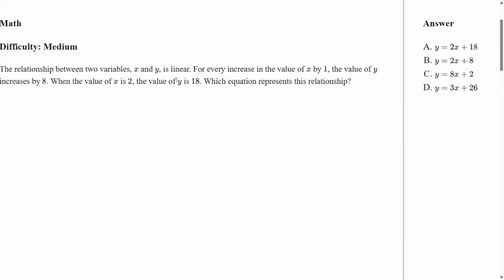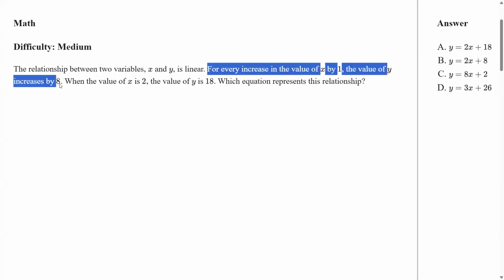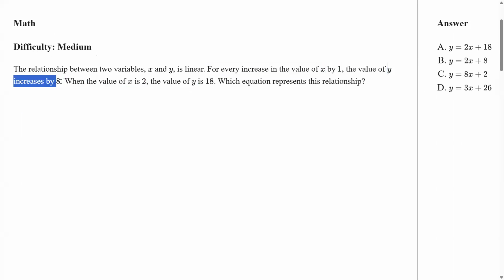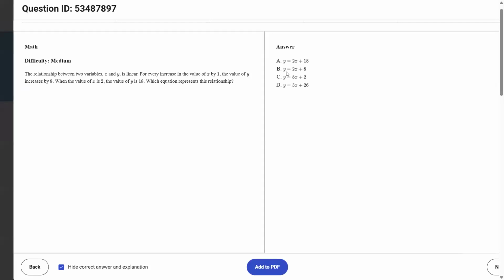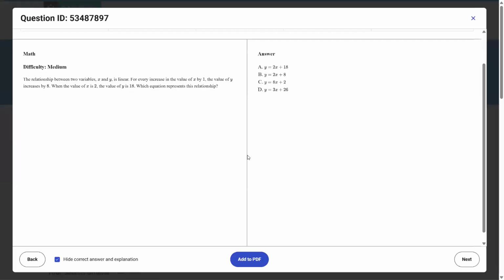So this is the slope because it increases at a specific rate. The slope is 8. And it's saying that when the value of x is 2, the value of y is 18. We can substitute it in this equation because it has a slope of 8, to make sure. Put here x as 2, it gives you 16 plus 2, which is 18. So the answer is C.